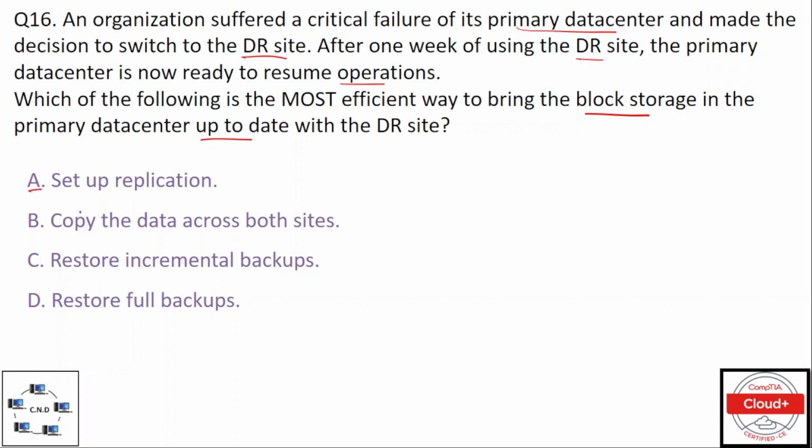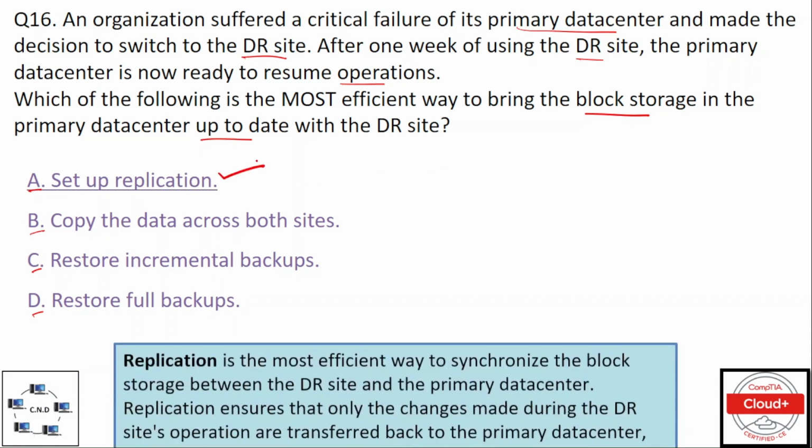Option A, set up replication. Option B, copy the data across both sites. Option C, restore incremental backups. And option D, restore full backups. And the correct option is option A, set up replication.